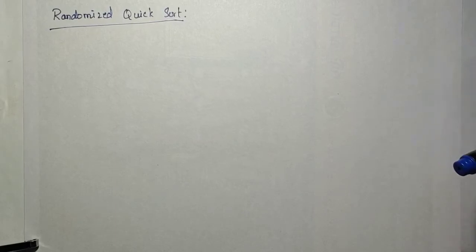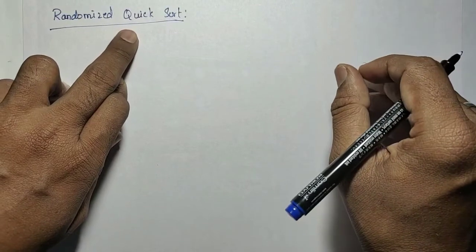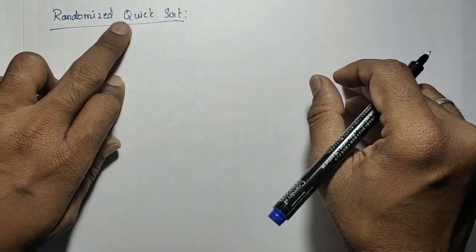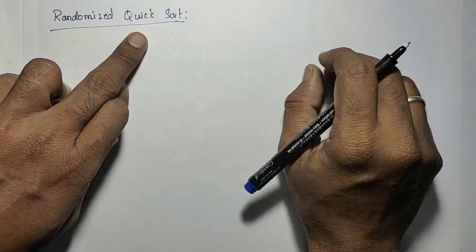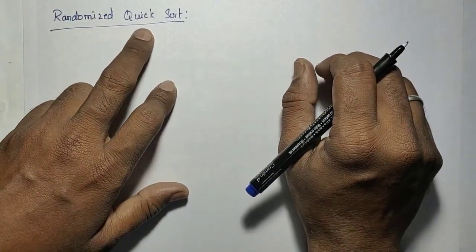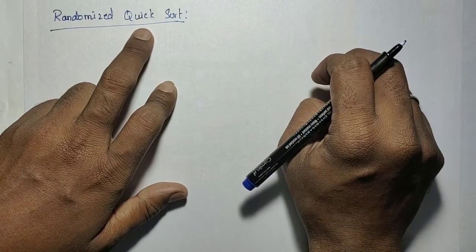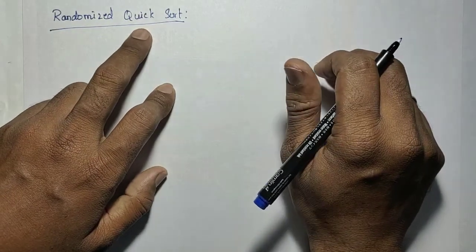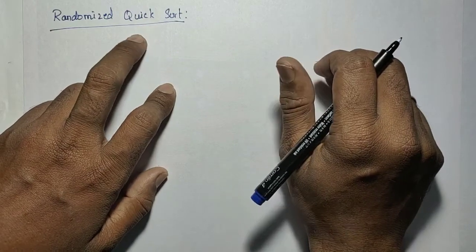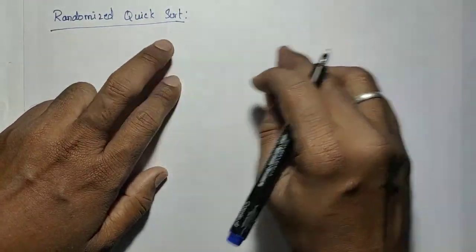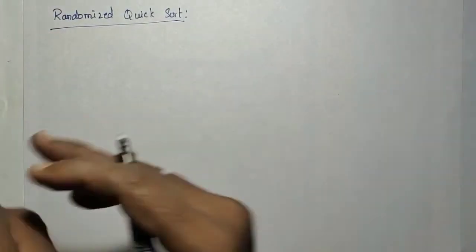Dear students, welcome to this session. In this session, we'll discuss briefly the randomized quicksort. So what is the randomized quicksort? It is a kind of quicksort only. The problem and drawback in quicksort is that it will give the worst complexity O of n squared for input in ascending or descending order. If the input is already in sorted order, quicksort yields the worst complexity.